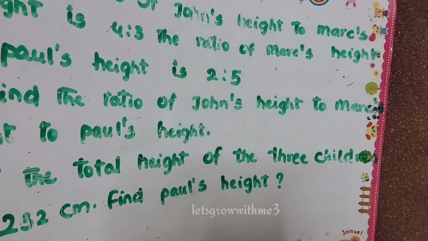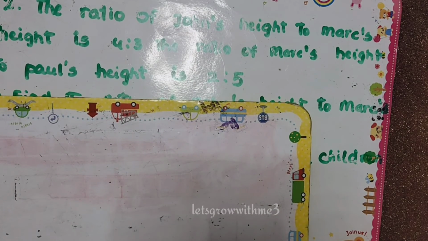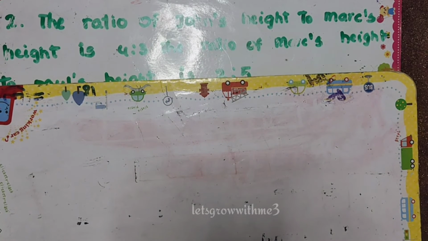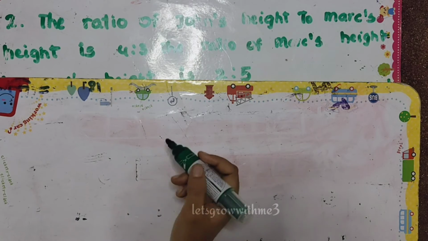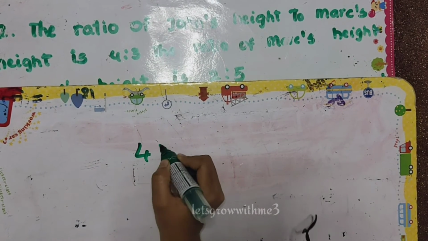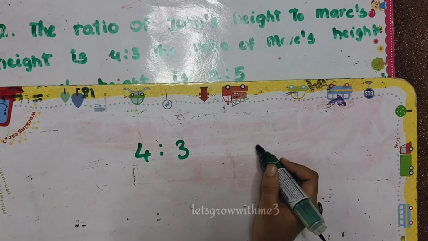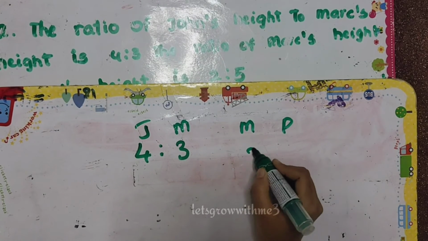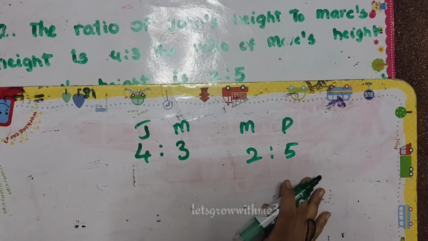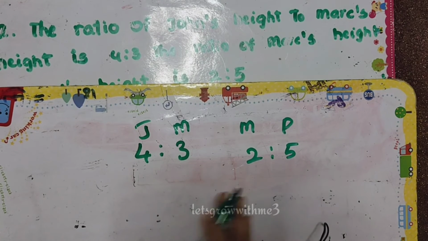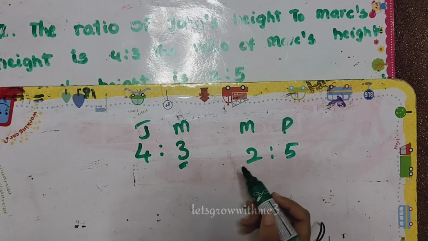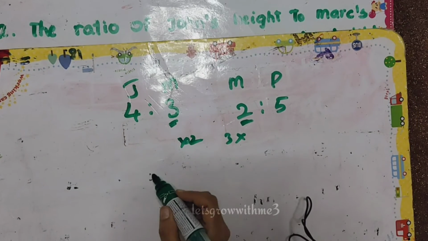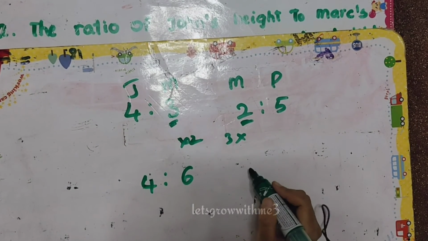Whenever you want to compare 3 ratios, all should have the same quantity. But when you compare here John and Mark, the ratio is 4:3, and Mark and Paul's height is 2:5, the quantity is different. Here for the same person Mark, in one place he is 3 units and in another place he is 2 units. As it is the same person, we need to make these two values the same. How to do that? Just multiply this one by 2 and this one by 3.